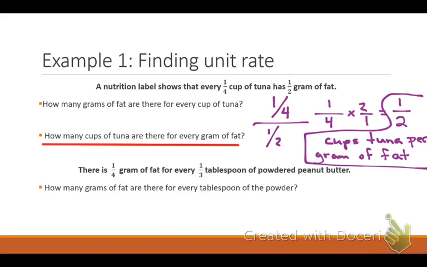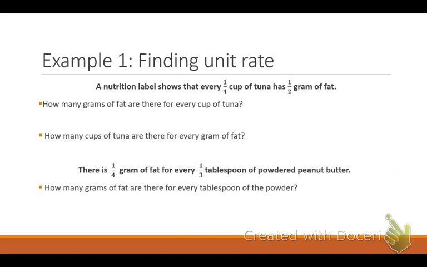All right, let's answer the second scenario now. I have to clear the slide again. Again, you don't necessarily have to write what's in bold. That's in your book. How many grams of fat are there? Given the scenario, 1/4 gram of fat for every 1/3 tablespoon of powdered peanut butter. How many grams of fat are there for every tablespoon of the powder? Go ahead and set up your ratio and find your unit rate.